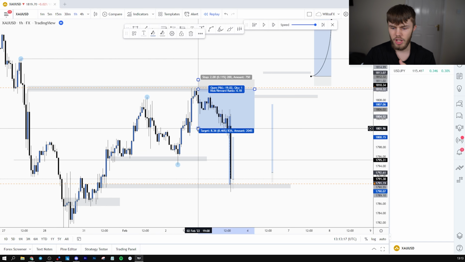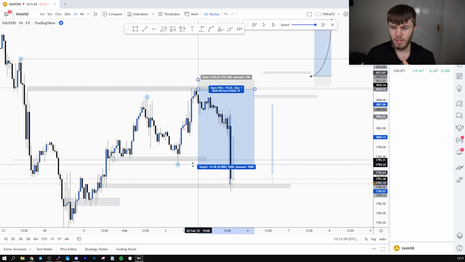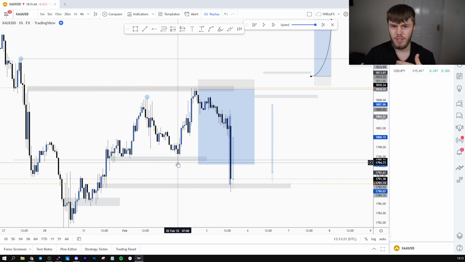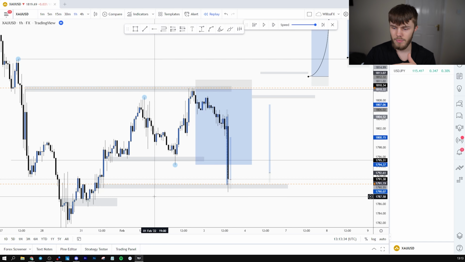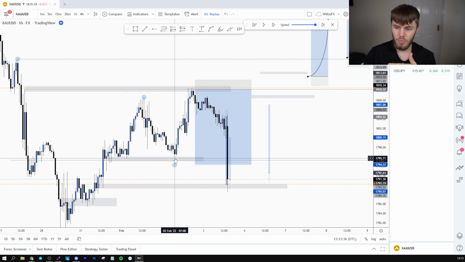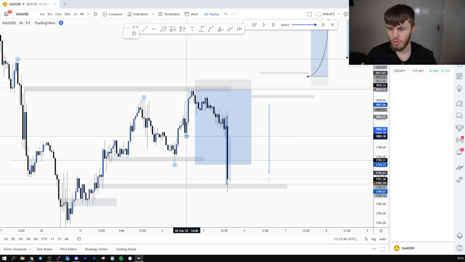20 pip stop, where could we target? Okay, so first target, what have we got here? We've got a London low yet to be taken out. Also down here, we've got another London low. Down here even is the London low yet to be taken at around 1786. But we're looking more recent. We've got the New York low here, first target, this New York low.